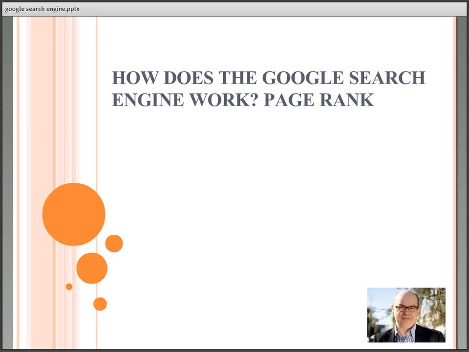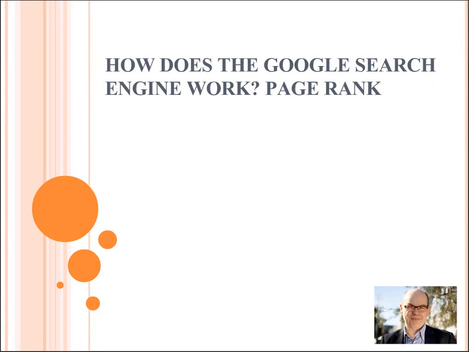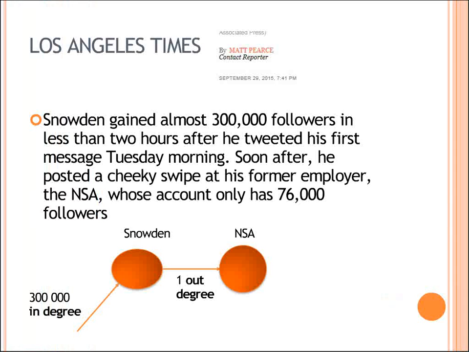I would like to talk about how the Google search engine works, so the basic principle, and this is also known as PageRank. First, to kick off, a few brief notes. It is important that you focus on two things. You focus on the in degree, so for example, how many people are pointing at you or at a certain node, and also you should focus on the out degree, so to whom a certain node points.